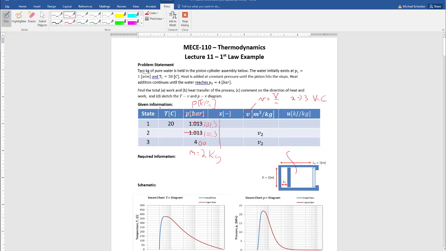Now, I only know that because I'm using my engineering intuition, or I'm looking at the problem. The problem doesn't specifically tell me that the volume is constant, but it tells me that at state 2, we hit these stops and we continue to add heat. Because we add heat, that steam wants to keep expanding, or maybe water wants to keep boiling to generate more steam, right? So it's not condensing, which would make the volume go down. So the volume must be staying constant, because it hits the stops.